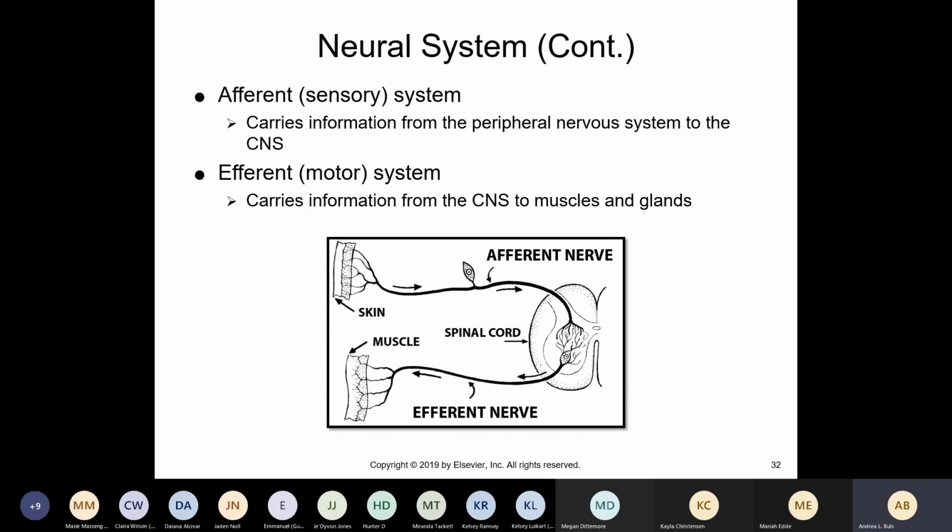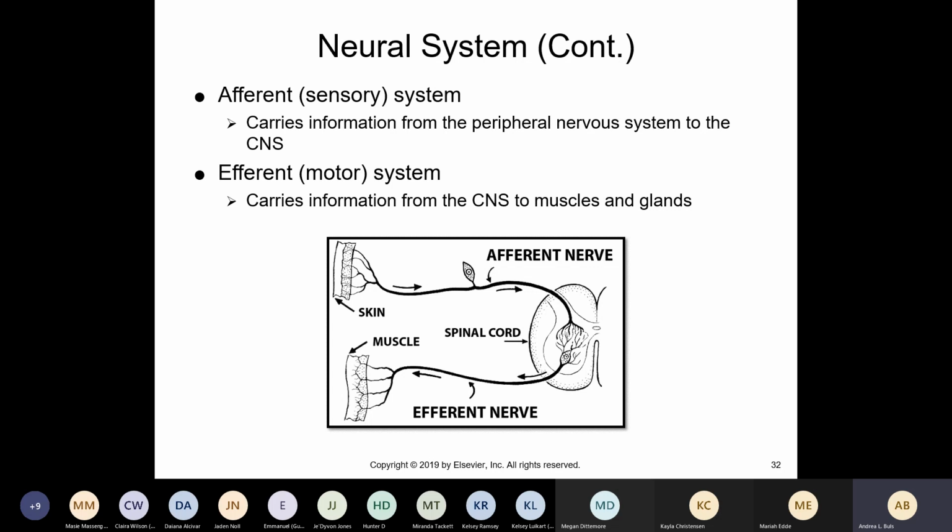Afferent sensory system and efferent. Afferent carries information from the peripheral nervous system to the central nervous system, and efferent are motor, so they carry information from the central nervous system out to the muscles and glands. One of my students told me that they remembered efferent as get the EFF out. I know that you can take that in many different ways, but that has always stuck with me and I've never forgotten that.